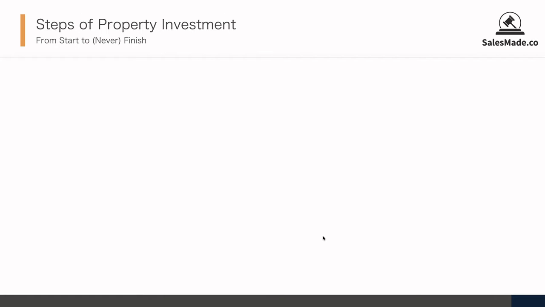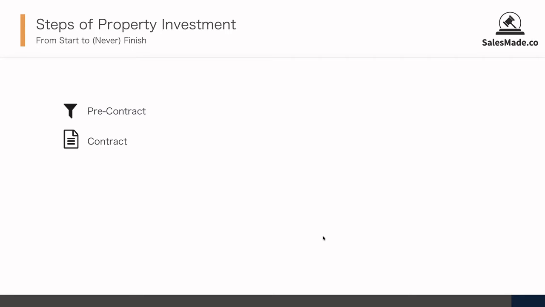So let's first of all go through the steps of the actual property investment transaction. The first stage is pre-contract, and this is before you even buy. You need to be aware of the right legal structures that you want to buy the properties under, and what the risks and returns are. So this is before you purchase.